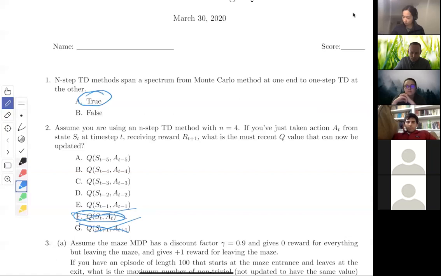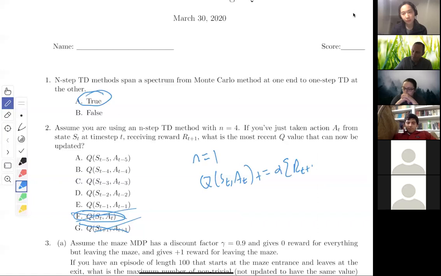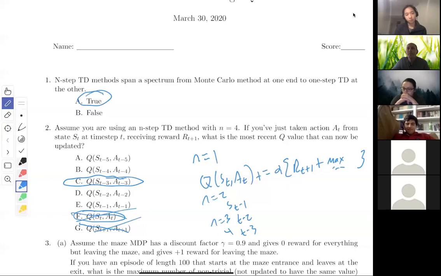Figuring out which one is right in the past, it's basically either T minus 4 or T minus 3. The way I look at it is like this. If n is 1, and we've just taken action A_T from state S_T and received reward R_T+1, then we can basically say Q of S_T, A_T plus-equals alpha times R_T+1 plus, and so on. So at one, we can do S_T, A_T. Therefore, two must be T minus one, three must be T minus two, and four is T minus three. So that's where we get this one. Questions on that?